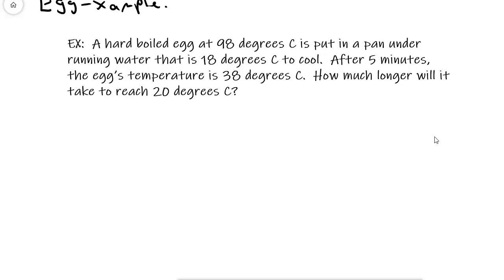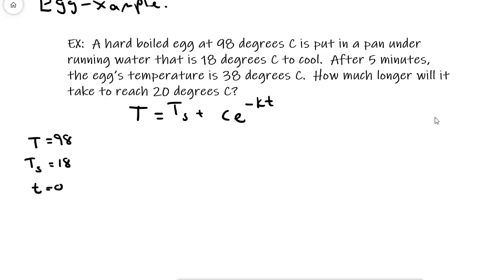So we start off with our formula. The temperature of the object is the temperature of the surrounding medium plus some constant times e to the negative kt. Let's first start with this: the temperature of the object is 98 degrees when the temperature of the surrounding medium is 18 degrees and time is 0. So I get 98 equals 18 plus some constant times e to the 0. Well, that e to the 0 is 1, right? So you realize that the constant of integration is actually the difference between the temperature of the object and the temperature of the surrounding medium. So in this case, it's 80.